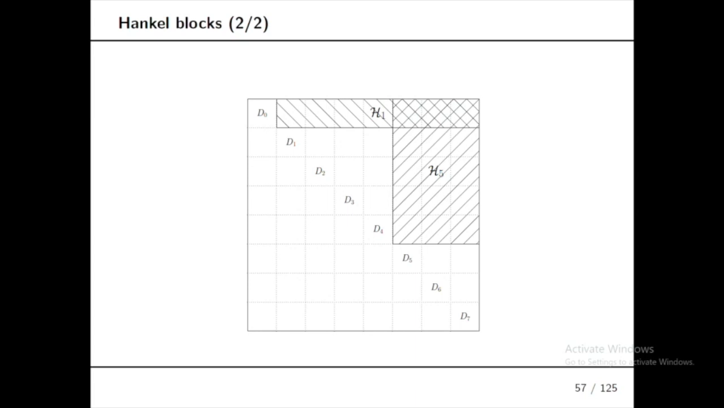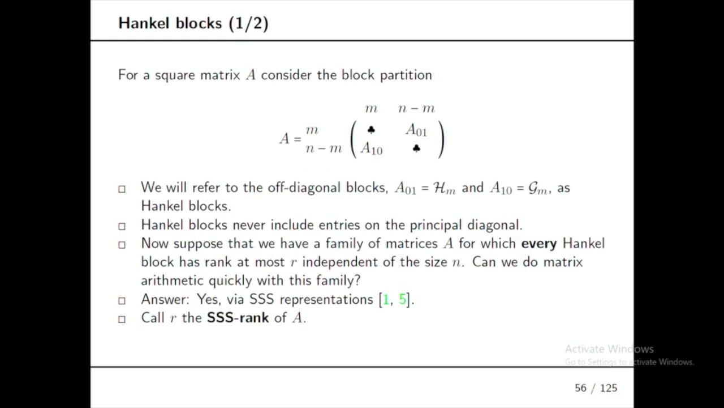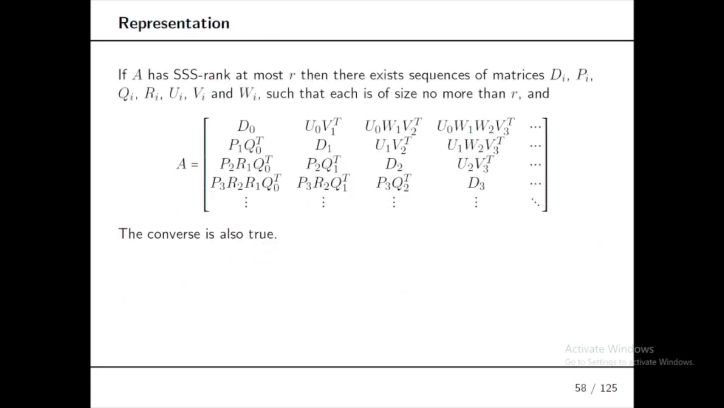Right. So the key thing is to first find a way to represent this matrix such that I capture the rank of all the Hankel blocks H1 through H5 and all the G's at the bottom. All of these Hankel blocks, all the A01s, A10s, all their ranks should be captured. Once I find out how to represent it, then I'm done. And it's very simple. So here's the representation.